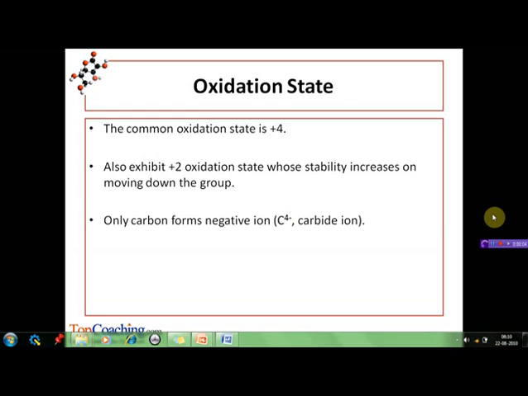The most common oxidation state of these elements is +4, but they also exhibit +2 oxidation state whose stability increases as we move down the group. Therefore, tin and lead show stable +2 oxidation state in their compounds. Only carbon among the group 14 elements forms a negative ion, that is the C4- ion, which is known as the carbide ion.